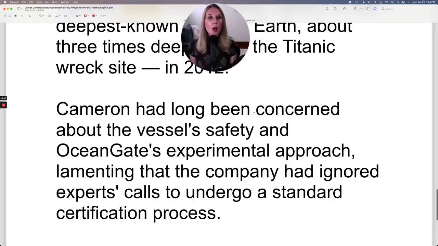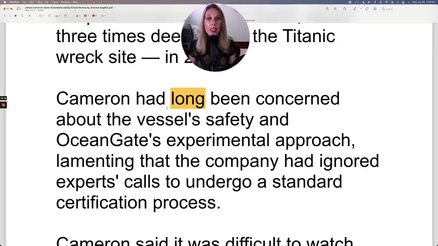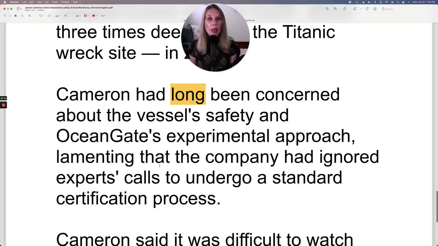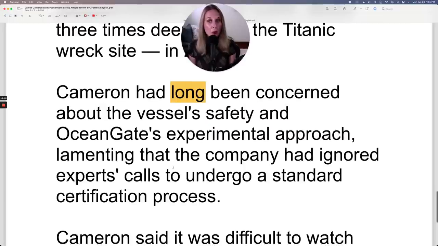Cameron had long been concerned about the vessel's safety. So notice here they use long been concerned instead of saying he had been concerned for a long time. They said he had long been concerned. Cameron had long been concerned about the vessel's safety and OceanGate's experimental approach, lamenting that the company had ignored experts' calls to undergo a standard certification process.